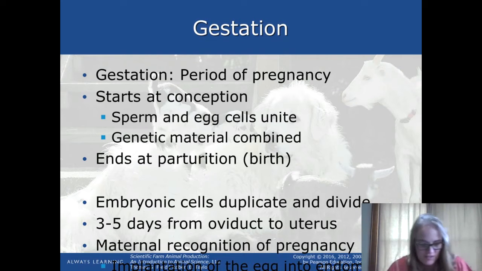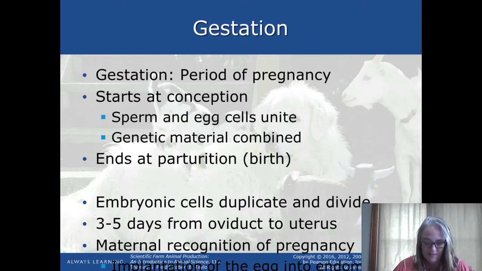When we're in the gestation period, every 20 hours, the embryonic cells duplicate their genes and divide. And so you start with two cells, the sperm and the egg, and then they combine and divide into 4, 8, 16 cells to create the new animal. In farm animals, it actually takes about 3 to 5 days for the fertilized egg to travel down the oviduct and into the uterus. The uterus is typically where the egg implants.